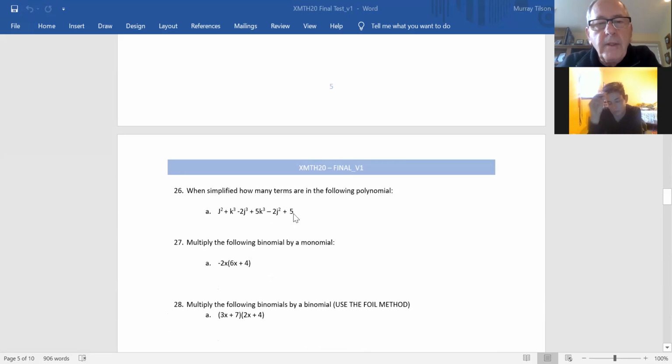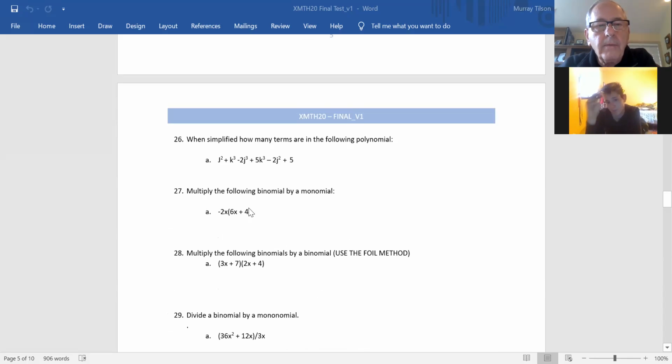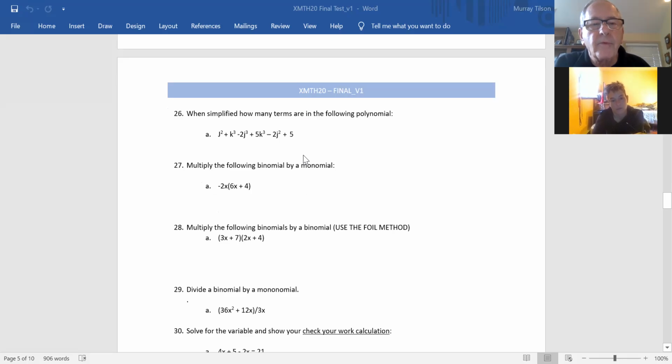And then know how many different terms you have, and understand the concept of what defines a term, right? Same power. Like j squared, we would add that one and that one. K cubed, there's two of those. J cubed, there's only one, and there's a 5. So you end up with 4 different terms, right? How many terms? Okay.